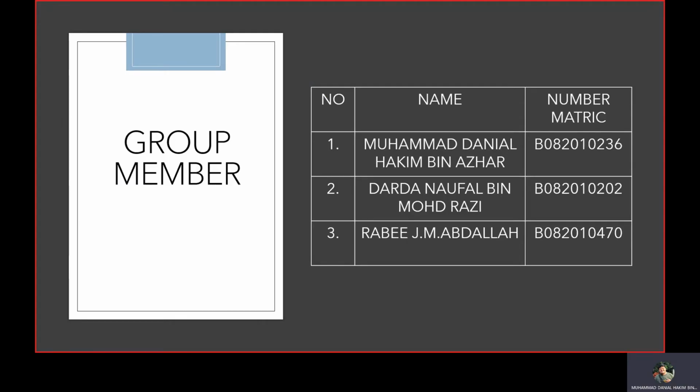This is our group member, me, Muhammad Dina Hakim bin Azhar. My matrix number B082001 and 0236. My second member is Darda Naufal bin Muhammad Razi. The matrix number is B0820100202. My last member is Rabi JM Abdallah. The matrix number is B0820100470.